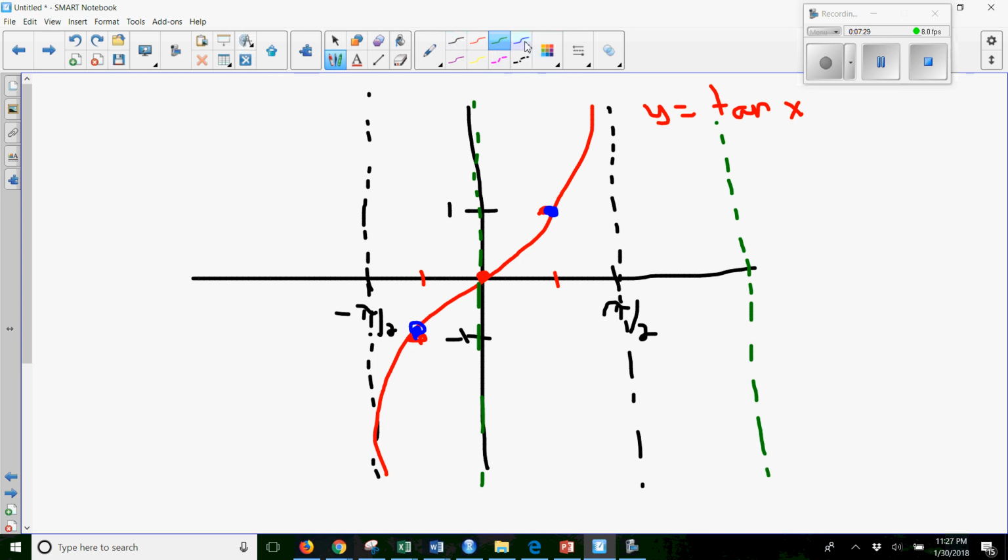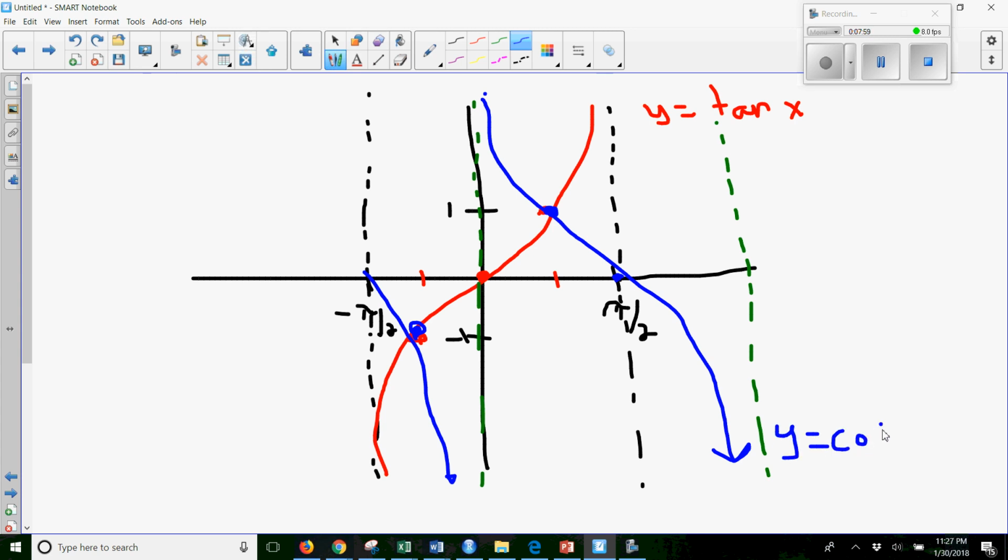And so this thing's going to flip. It's going to be 0 right here. Okay. It's going to be 0 right there at pi half. So it's going to come down kind of like that. Okay. And like that. Okay. So in the blue we have y equals cotangent x. All right, thank you.